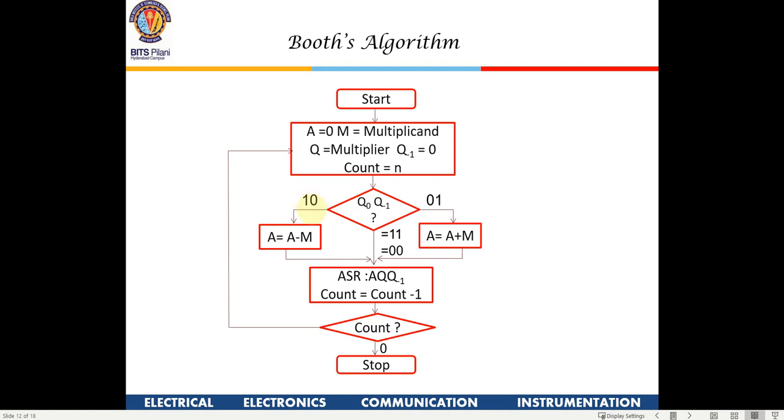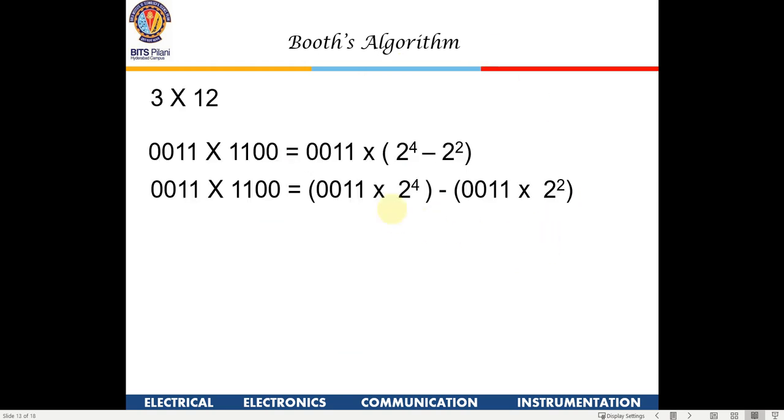If it is 1 0, we do A minus M, and if it is 0 1, A plus M, right? Q0 is on the left-hand side, that is why we learnt it as Q1 Q0; here it's written the other way around. So the nomenclature here is different from what we learnt in digital systems. Otherwise this algorithm we learnt pretty well in the last semester.